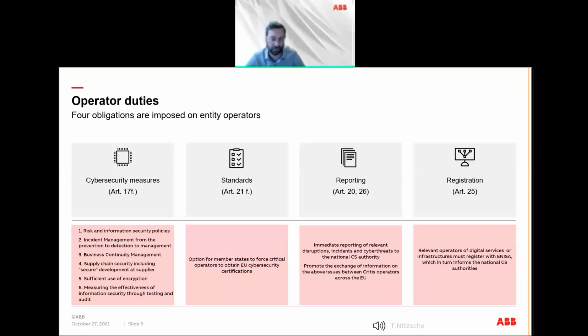And there is the option of reporting, which means immediate reporting of relevant disruptions, incidents, and cyber threats to the National Cybersecurity Authority. So to immediately report, first of all, you need to identify. If you have no visibility, you cannot identify and you cannot report, and especially not immediately. If there is no incident response plan, you might not know how to immediately report, and to whom. So there is an implication of all of the topics.